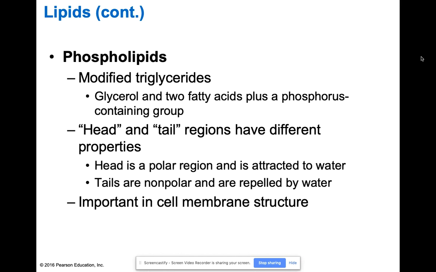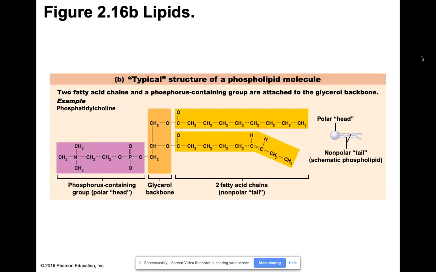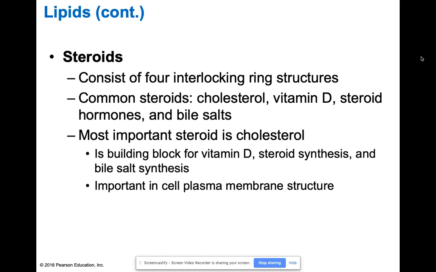This allows us to create a hydrophilic and hydrophobic region. The head is polar. It's attracted to water, whereas the tail is nonpolar and it's repelled by water. So that allows the orientation of our bilayer to create like a gradient in order to control what comes in and out of our cells. This is what an example of a phospholipid would look like. So it has a polar head on it, and the tails are our hydrocarbon tails.